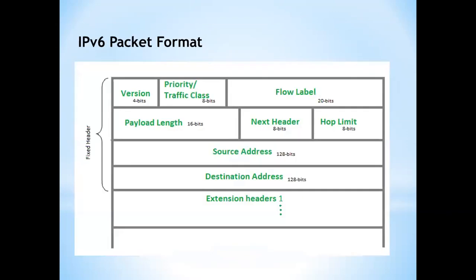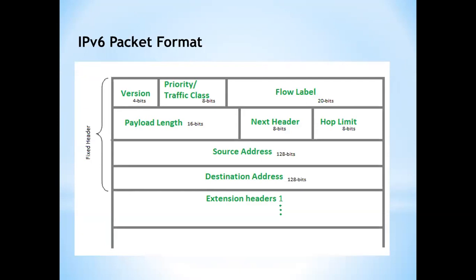Next is the IPv6 packet format. The figure shows the IPv6 packet format. Each packet can be divided into two parts. First is the base header and second is the payload. The payload contains the extension headers. The base header is the mandatory part and the payload is optional. The payload follows the base header.